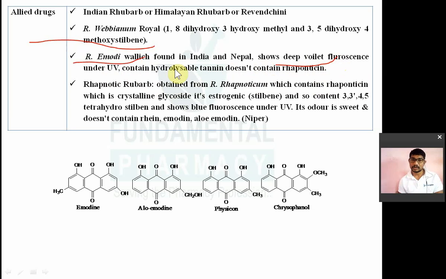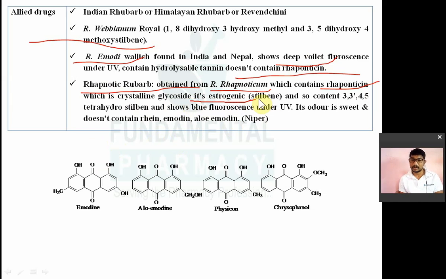it contains one hydrolyzable tannin known as rhaponticin. It does not contain this hydrolyzable tannin rhaponticin. Then the rhapontic rhubarb is another one, obtained from Rheum rhaponticum, which consists of rhaponticin, which is a crystalline glycoside, and it is estrogenic in nature. Estrogenic in nature means it is an agonist to the estrogen receptor.